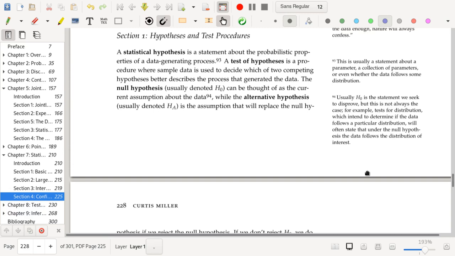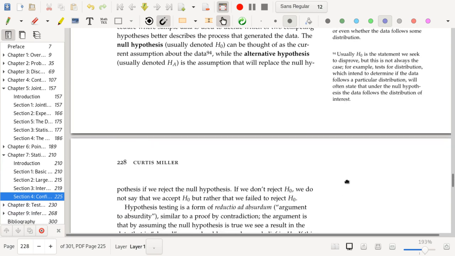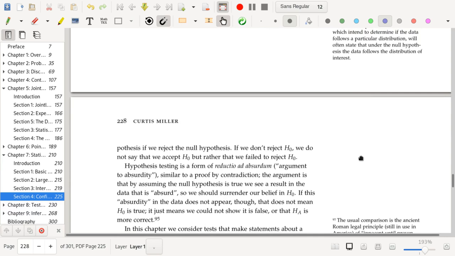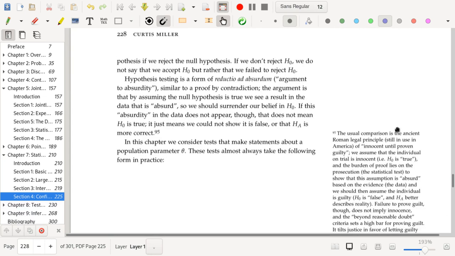So, we have two competing statements about a population or a data-generating process that we're going to decide between using a test of hypotheses. We have a null hypothesis, usually denoted H0. This can be thought of as the current assumption about the data, while the alternative hypothesis, usually denoted HA, is the assumption that will replace the null hypothesis if we reject the null hypothesis. If we don't reject the null hypothesis, we do not say that we accept H0, but rather that we fail to reject H0. Actually, I would say that hypothesis testing is a proof by contradiction or an argument to absurdity, reductio ad absurdum. The null hypothesis is not necessarily something that we actually think is true. It's a statement that we want to disprove.